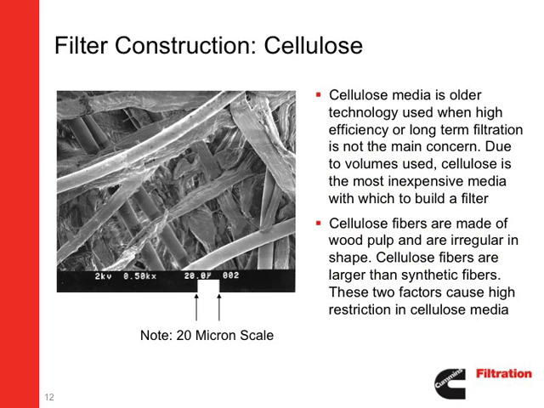Cellulose filters have been around for quite a while. They are considered an older technology and are used when high efficiency or long-term filtration are not the main concern. Cellulose is the most inexpensive media type used in filters because paper is inexpensive and produced in large volume. Cellulose fibers are made of wood pulp and are irregularly shaped.